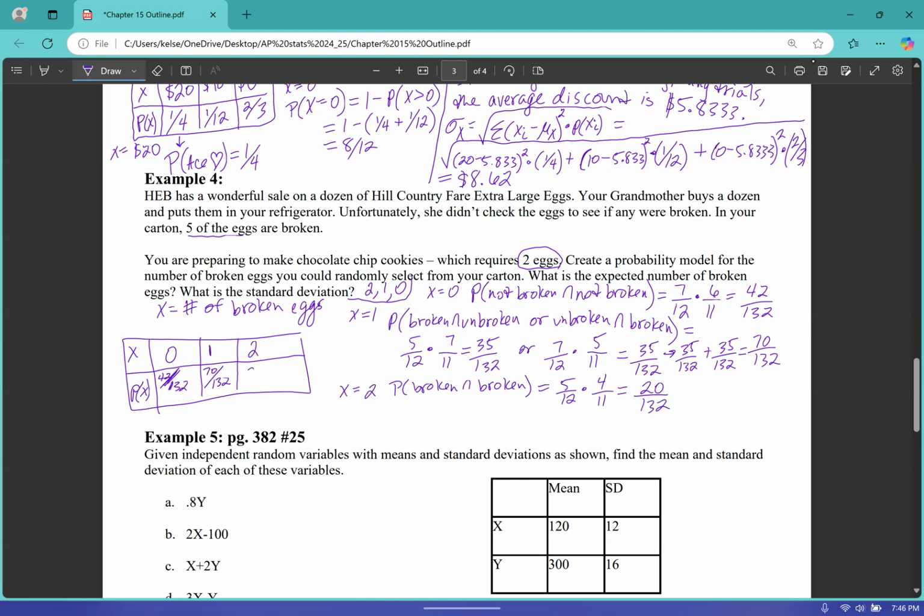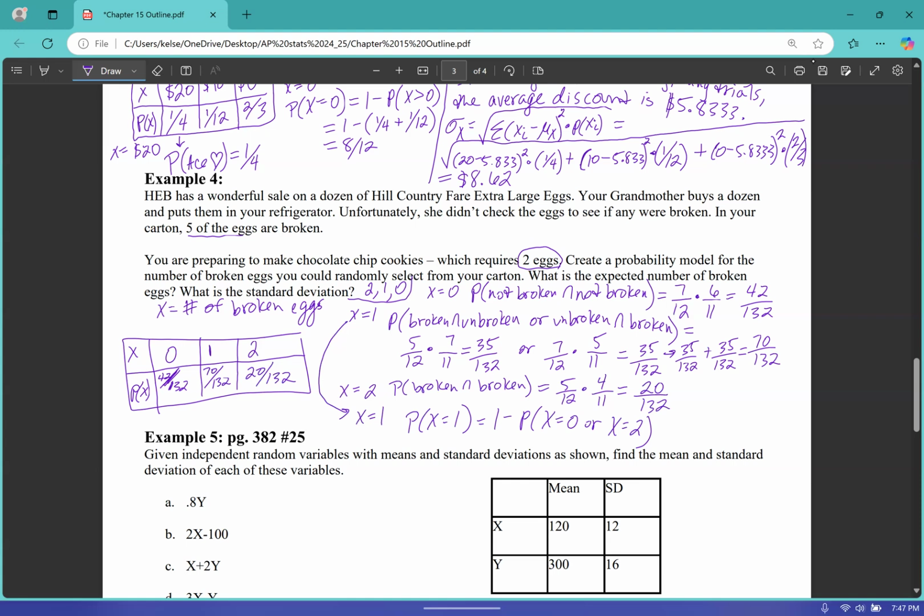And so there you go, 20 out of 132. Okay, there is another way that you can think of getting x equals 1. You can always say the probability of x being exactly 1 could be 1 minus the probability of x being equal to 0 or x being equal to 2. So you can do it like that too, if that seems more natural to you.